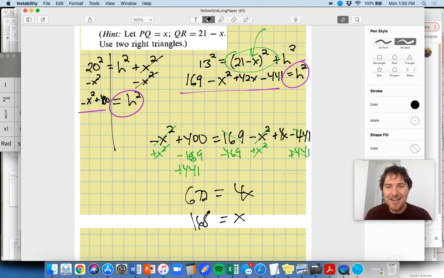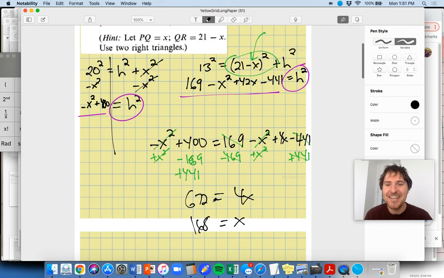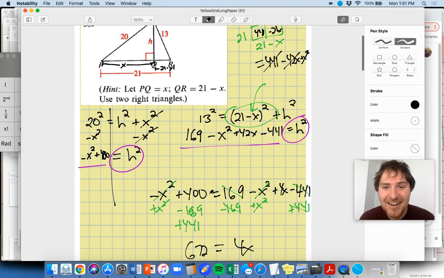That doesn't make any sense. I made a mistake at some point. Where's my mistake? How could x be 168? It can't be 168. Where's my mistake? Oh, geez. Oh, it's 42x. Yes. I rewrote this wrong. It was plus 42x.